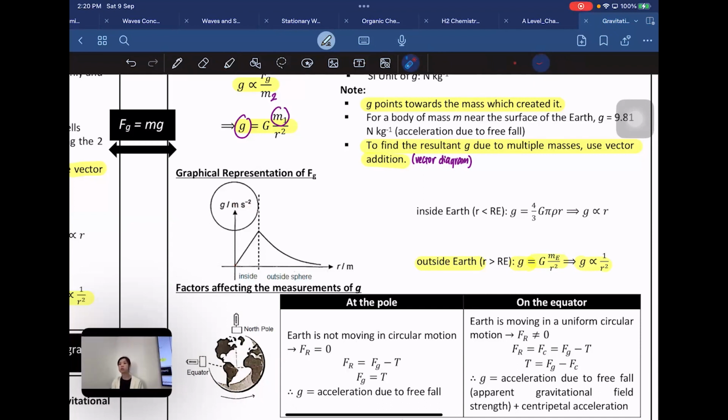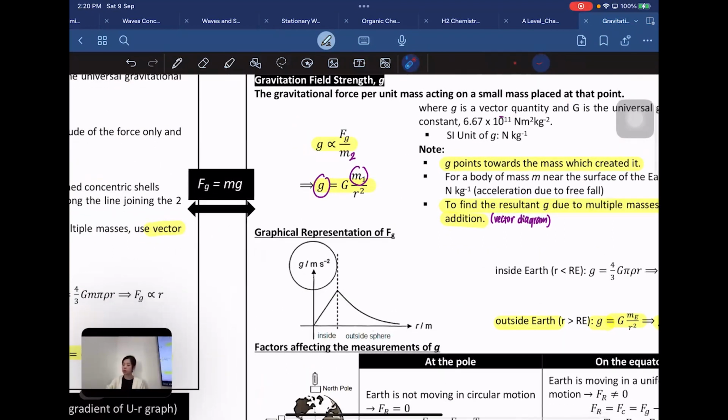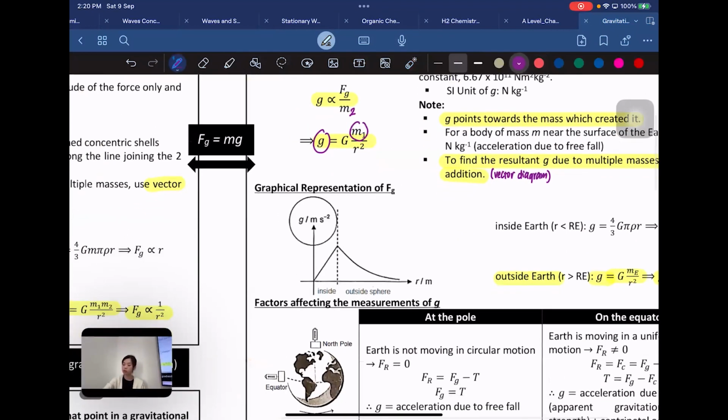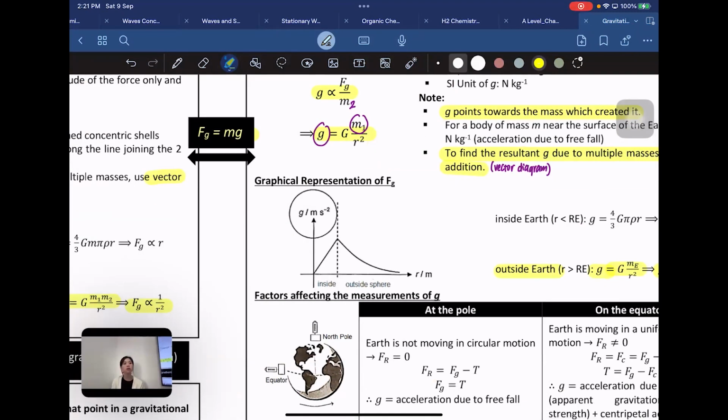Now you have learned two formulas. How do we relate the two together? The two vector formulas are related by the gravitational force being m times the gravitational field strength. Just multiply with the m, the mass of the object. Okay? So this is still okay.